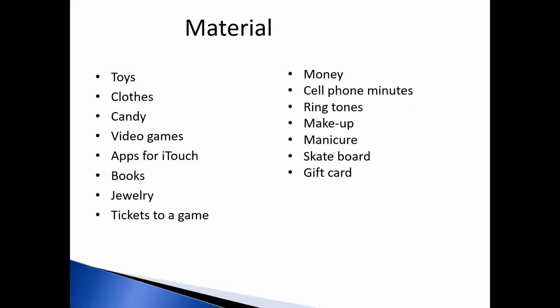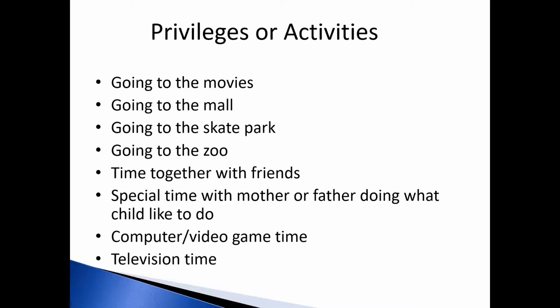So some people really like material reinforcers. So here are some examples of material things such as toys, clothes, candy, games, anything kind of tangible. For older kids, it might be money, makeup, gift cards, vouchers, jewelry. There could be multiple different tangible material reinforcers. For some people, they prefer privileges or activity reinforcers. So this could be like getting to stay up later at night, having a later curfew, getting to go to the movies or going to the mall, getting to spend time with friends, having special time with mom or dad to do an activity. Computer or video game time is very common, TV time.